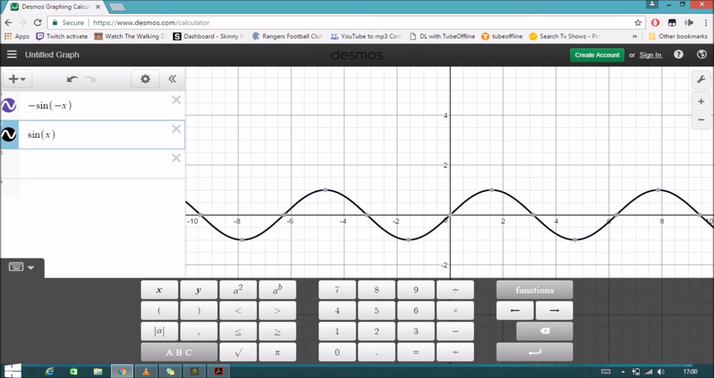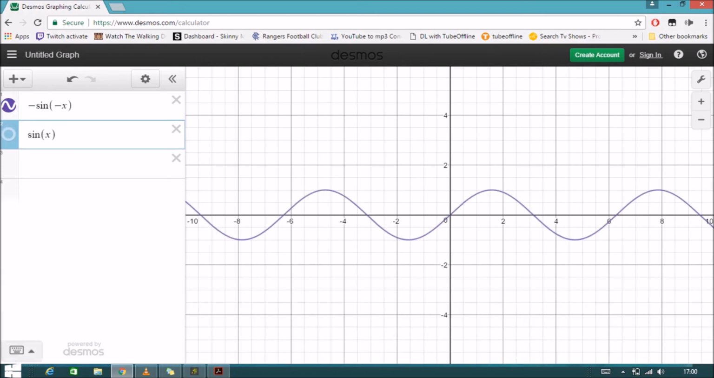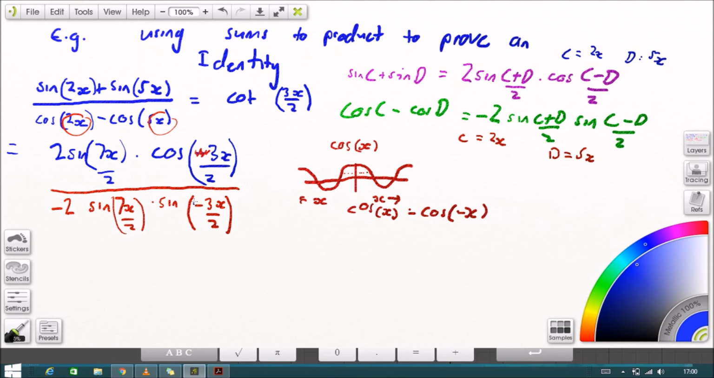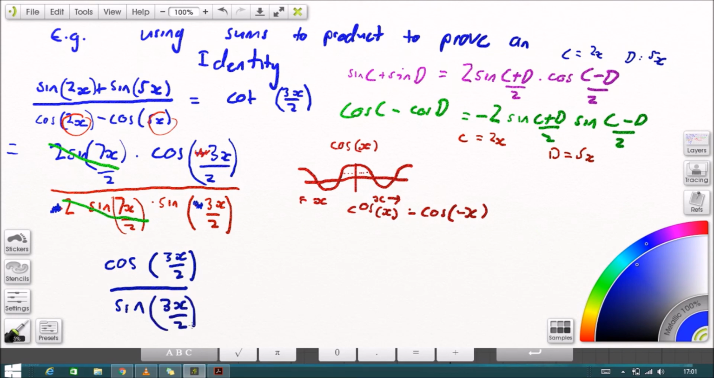Here we look at the negative sine negative x function and compare it to the sine of x function, and as you can see, they lie on top of each other, they're the same thing. So negative sine of negative x can just be replaced by sine of positive x. So there I can get rid of those two negative signs. Right, we've got a common term in the numerator and the denominator, so they can cancel out, which leaves me with cosine of 3x over 2, positive, and sine of 3x over 2 on the denominator.